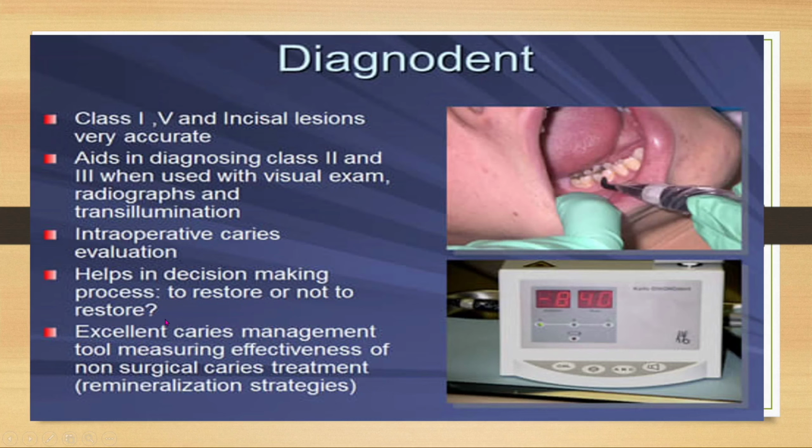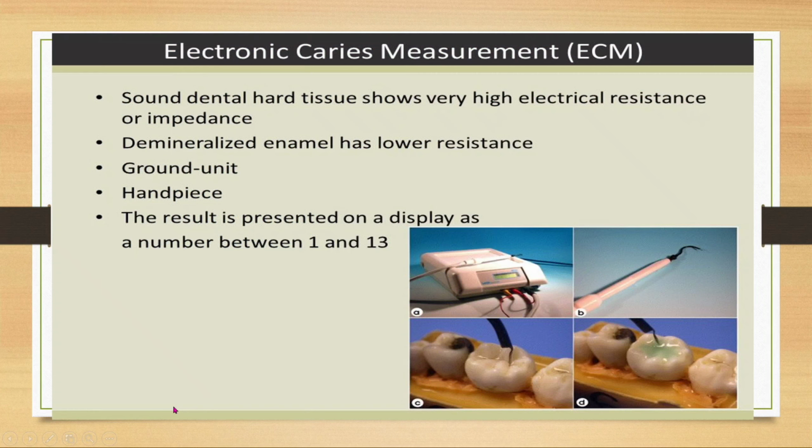Intraoperative caries evaluation and helps in decision making to restore or not to restore. So, an excellent caries management tool, measuring the effectiveness of non-surgical caries treatment, that is remineralizing strategies. Now we have ECM, that is electronic caries measurement. Sound dental hard tissues show very high electrical resistance, and demineralized enamel has lower resistance. So we can easily make out from this principle.